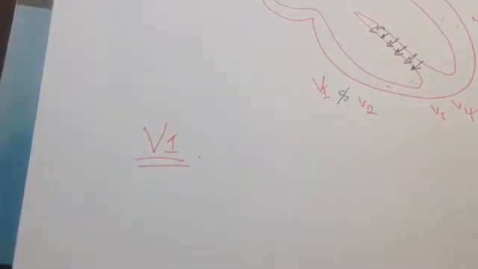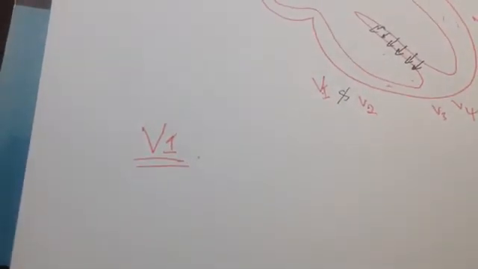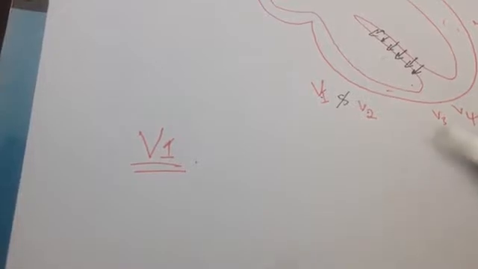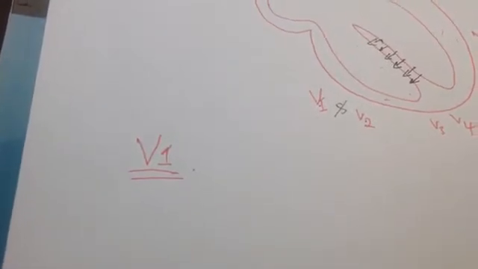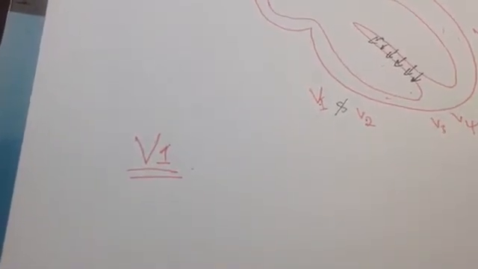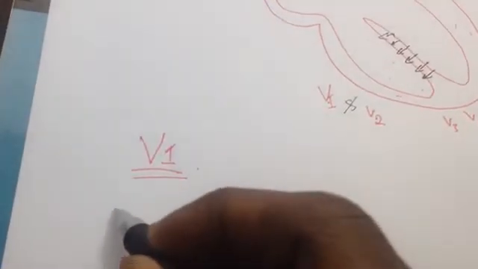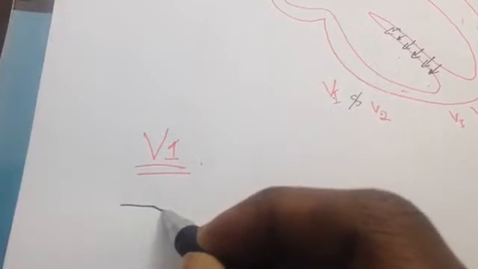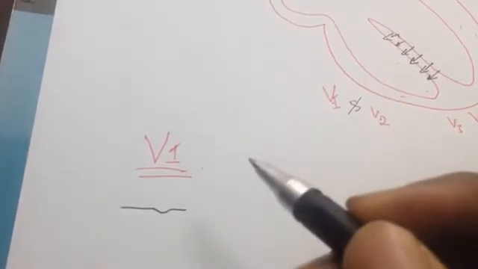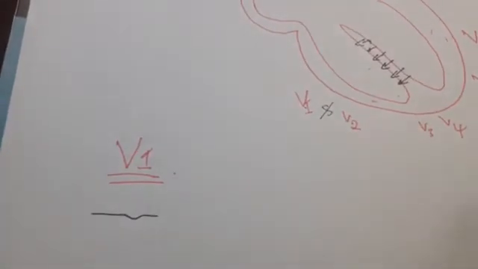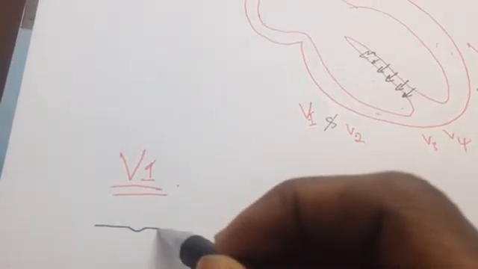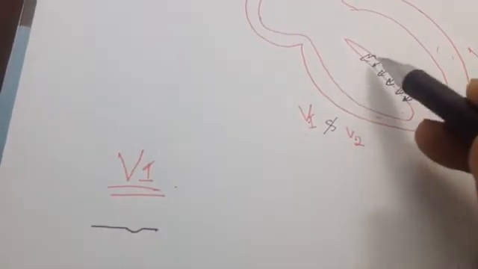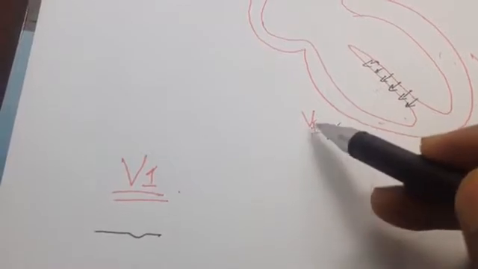One thing to remember is that in V1, the P wave is also embedded, just like in aVR. This is a P wave, and if you really want to see the P wave clearly, you have to look at lead 2. So this is V1, and the depolarization from left to right is going toward this V1.